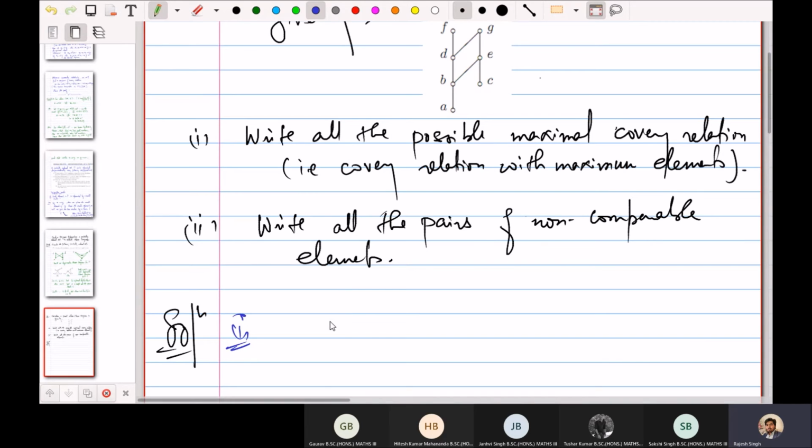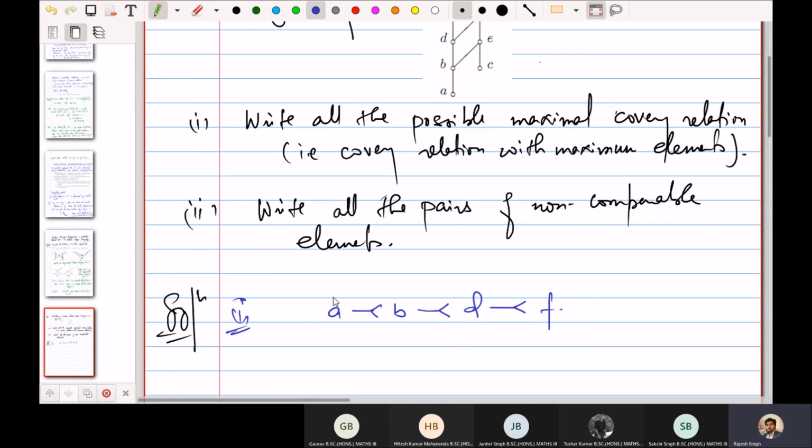So the first chain is, let us start with A. A is covered by B. B is covered by D, right? And D is covered by F. Okay, because there is no one between D and F, and none between B and D either. So this is one chain and this is the largest chain.